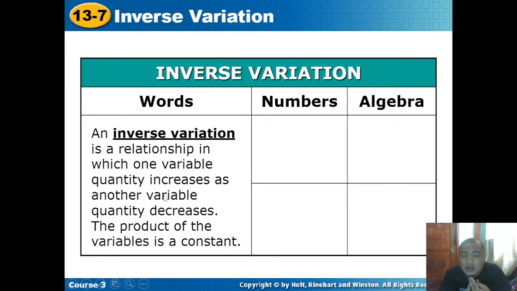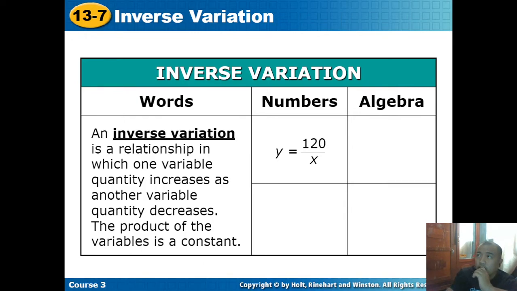And as x increases, y decreases this time. So it's different from direct variation. In direct variation, as x increases, y increases also. But in inverse variation, as x increases, y decreases. So in numbers, this is how we describe it: y equals 120 over x.